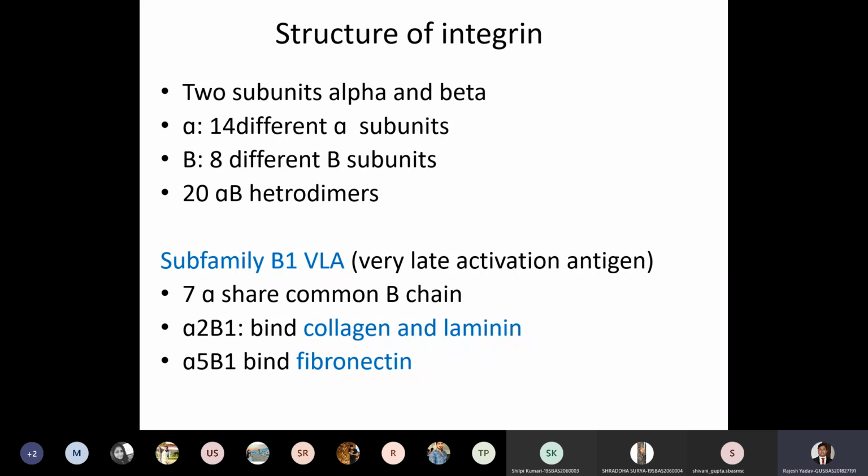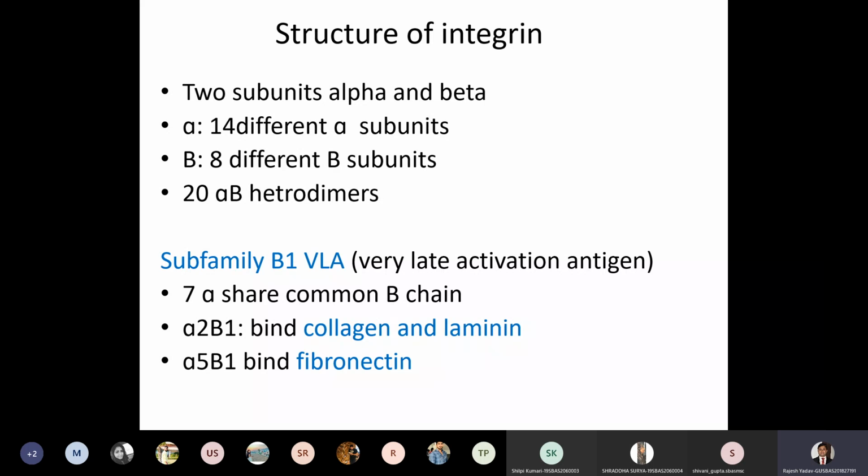Now we discuss the structure of the integrin proteins. What is the structure of the integrin protein? Basically there are two important subunits present in the integrin protein: one is the alpha subunit, and the second is the beta subunit. So two are the main subunits, alpha and beta. Sometimes these alpha and beta units combine and form a homodimer or heterodimer, depending upon which type of neuron is present and which type of integrin is present.